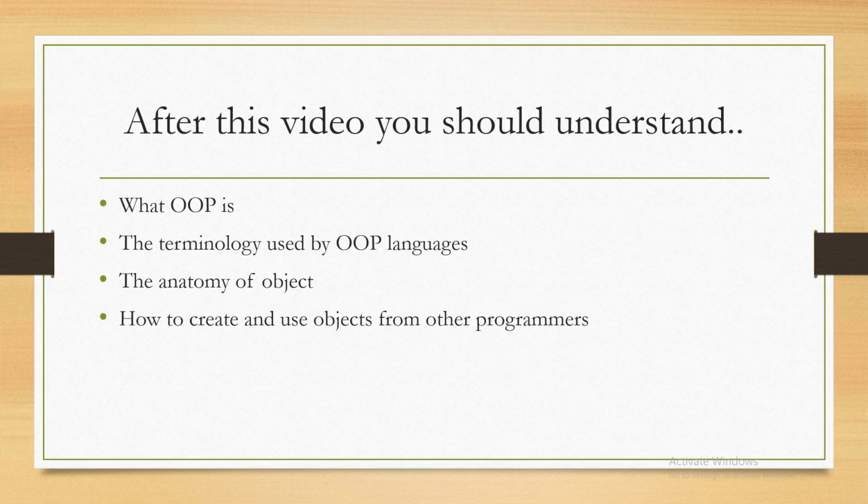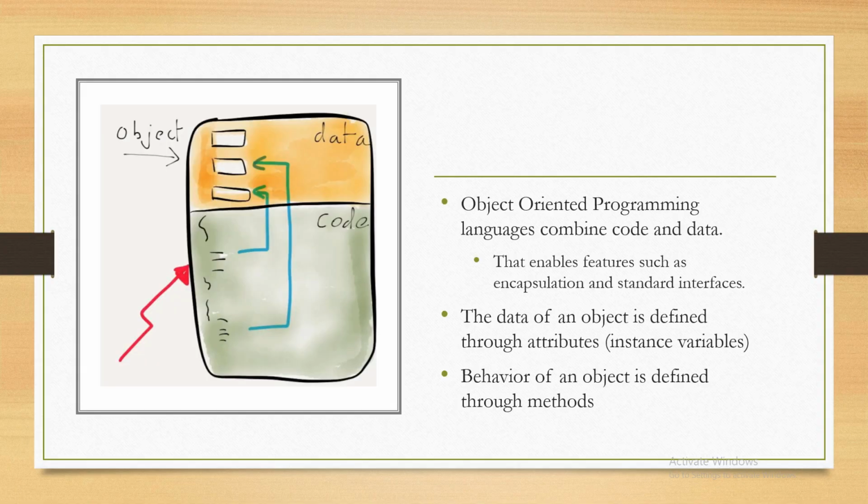So after this video you should understand what object-oriented programming is, or OOP in short, the terminology used by OOP languages, the anatomy, sorry I can't pronounce this word, the anatomy of an object, and how to create and use objects from other programmers. So basically, object-oriented programming languages combine code and data.